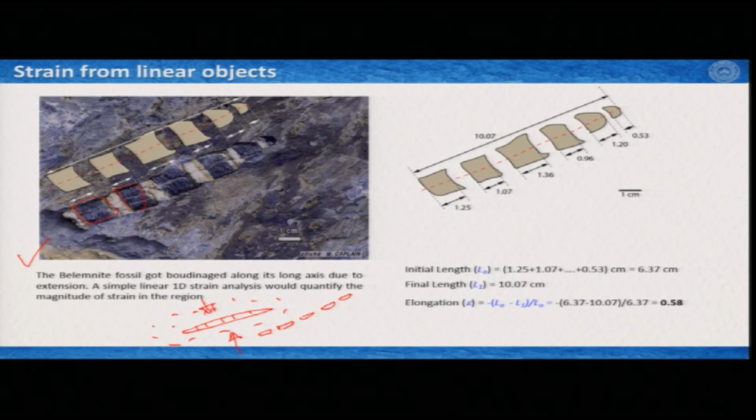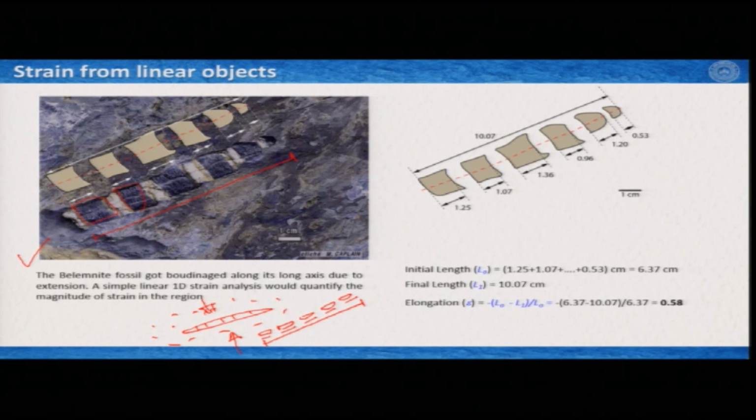Now you can imagine that if I come back to this and add all these lengths, that would give me the L0, or the initial length of this belemnite, and if I add from here to here, or from here to here, that would give me the final, or deformed, length. This is exactly what I tried to do here. I sketched this and plotted it here. So these are the individual lengths.